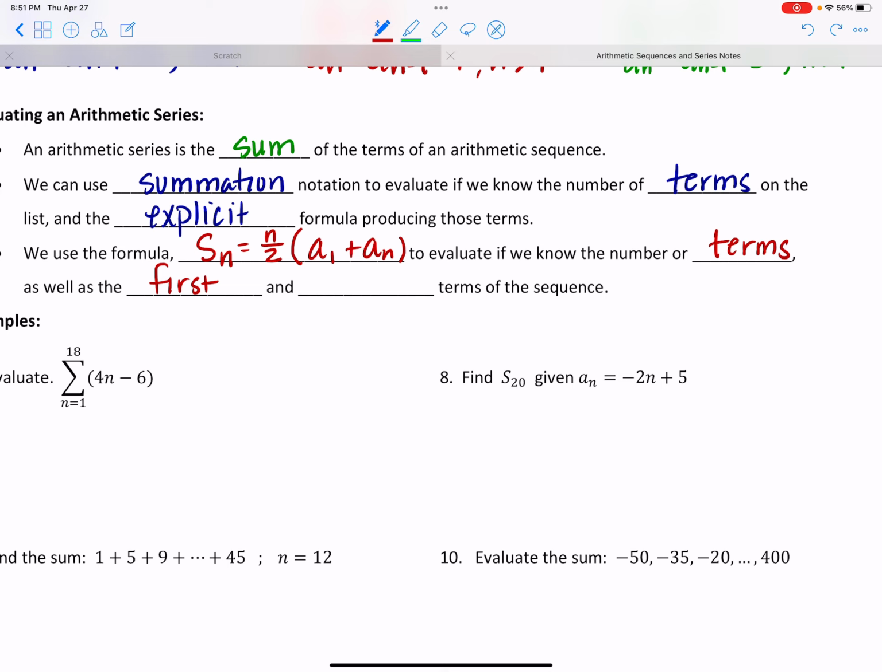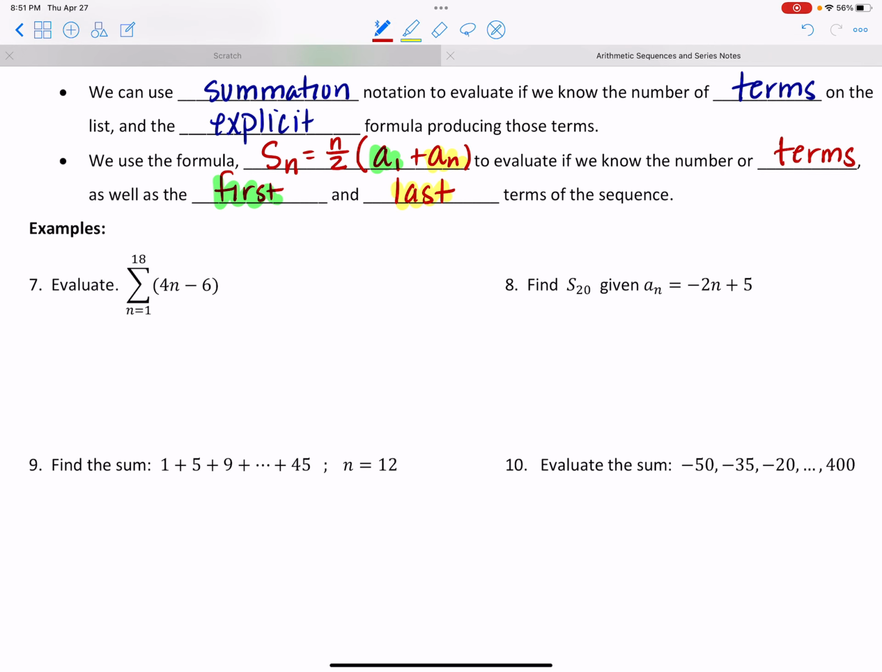So if I want to use this formula, again, got to know the number of terms, have to know the first term, and have to know the last term. So the first term, obviously, a sub 1, and the last term ends up being our a sub n, okay? So we're going to look at a few situations, try to determine what's better, and if all else fails, we take the long path of listing out the numbers and adding them up.